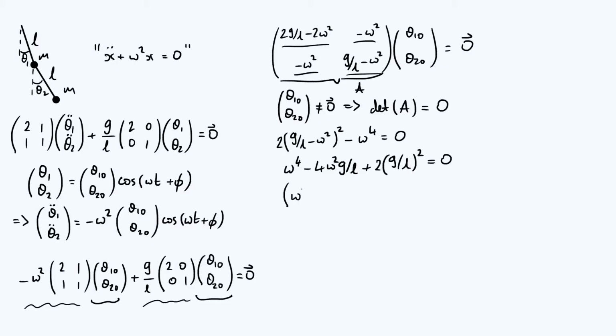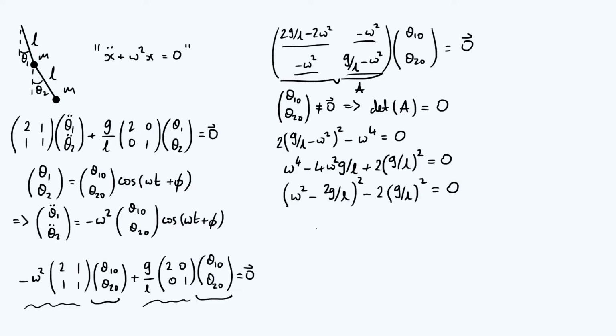So if we complete the square, we get (omega squared minus 2G over L) all squared. Now, if I expand these squared brackets, the second term I would get would be 4 times (G over L) squared. I want to have 2 times (G over L) squared, so I've got to subtract off 2 (G over L) squared. So there we go. We've completed the square. If we just rearrange this, first we would take that term and put it on the other side, then we would take the square root of both sides, and then we would move that term to the other side.